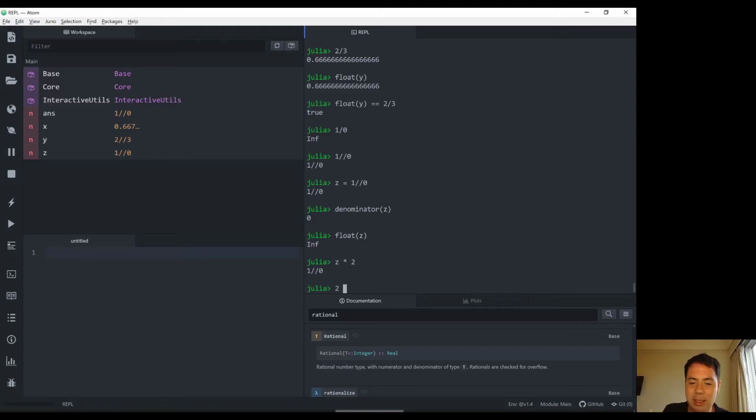I see. So remember we did the scalar multiplication. We do 2 times y and we get 4/3. But if we do 2 times z, we still get the same as z. So does that mean that 2 times z equals z? Yes, it does. Oh, that's really interesting. So this kind of works out what you'd expect mathematically, that 2 times infinity is still infinity. It's a concept rather than a fixed number. So I'm glad Julia can recognize these things.